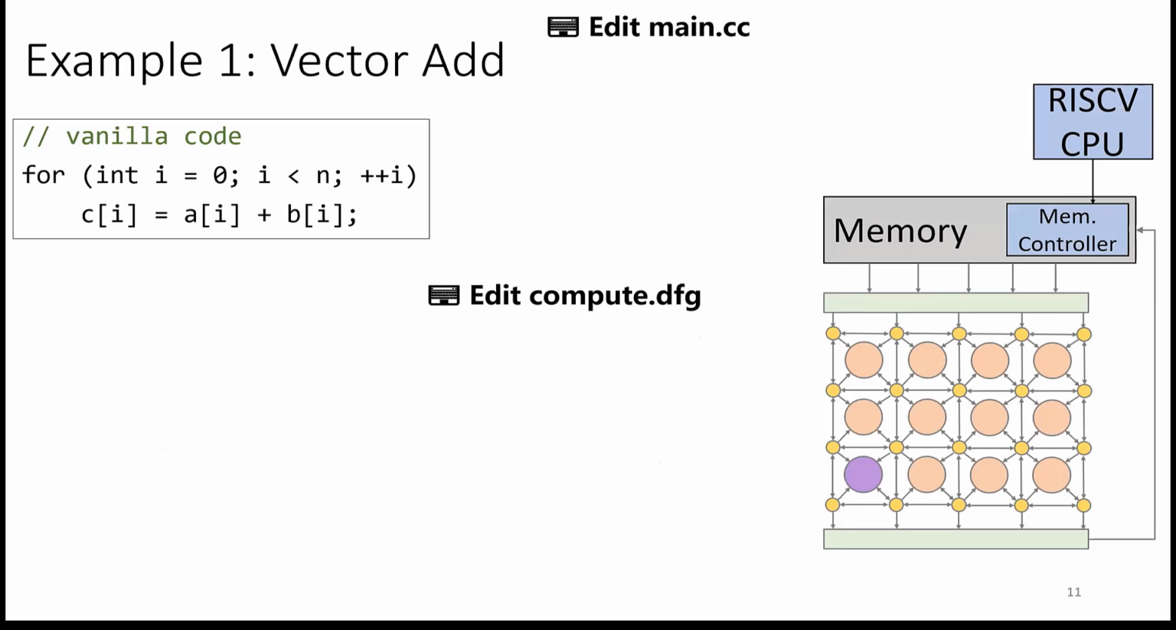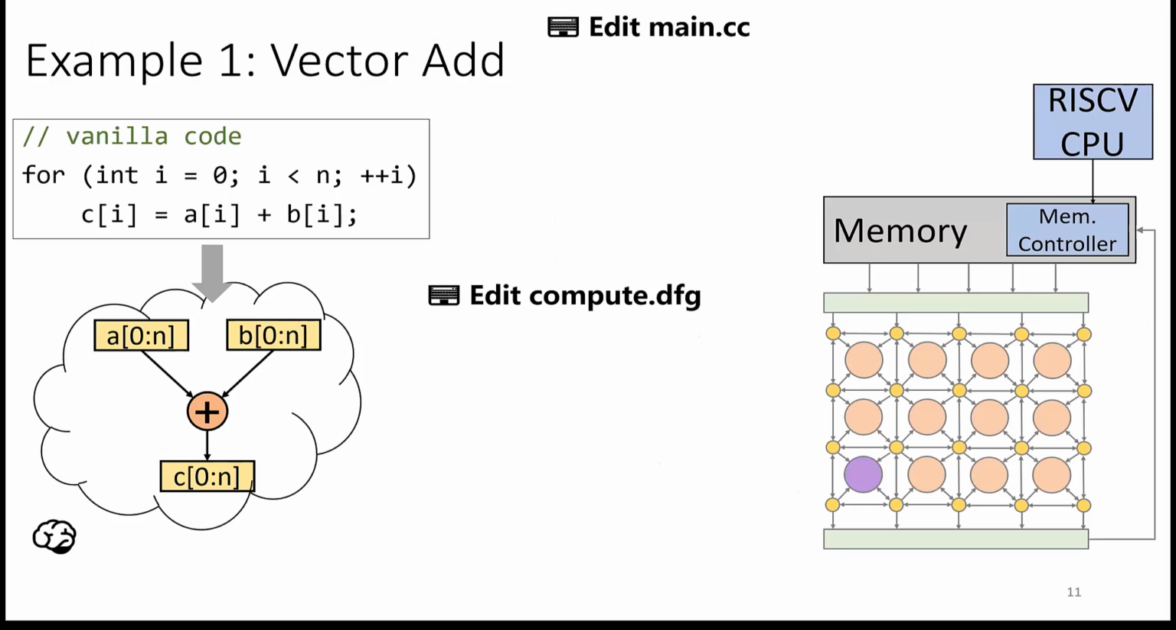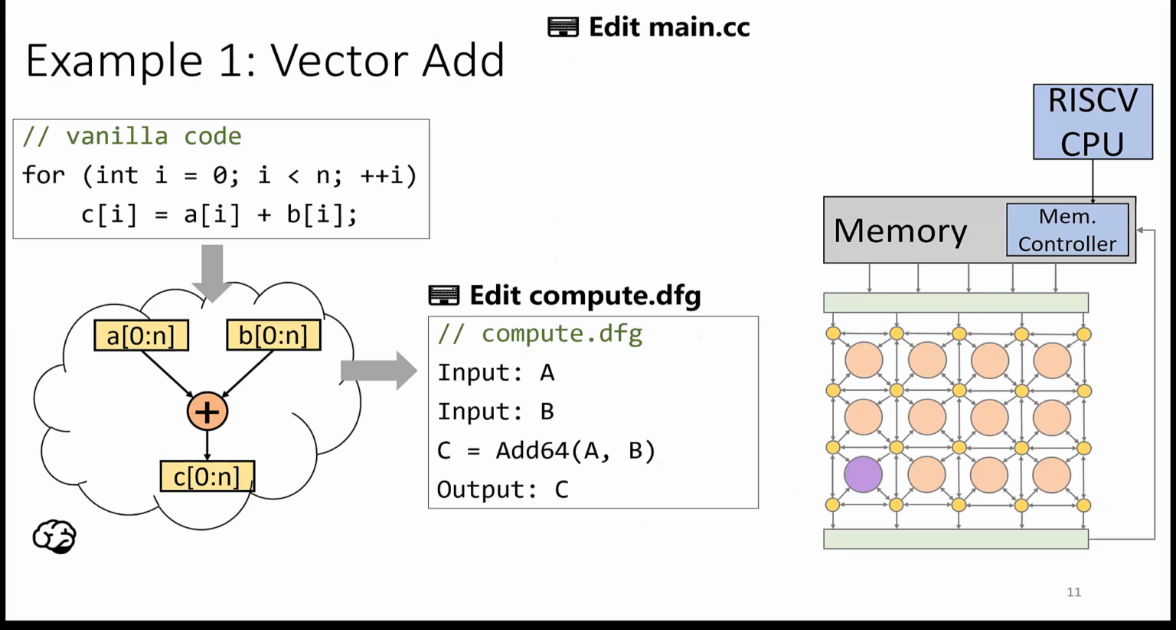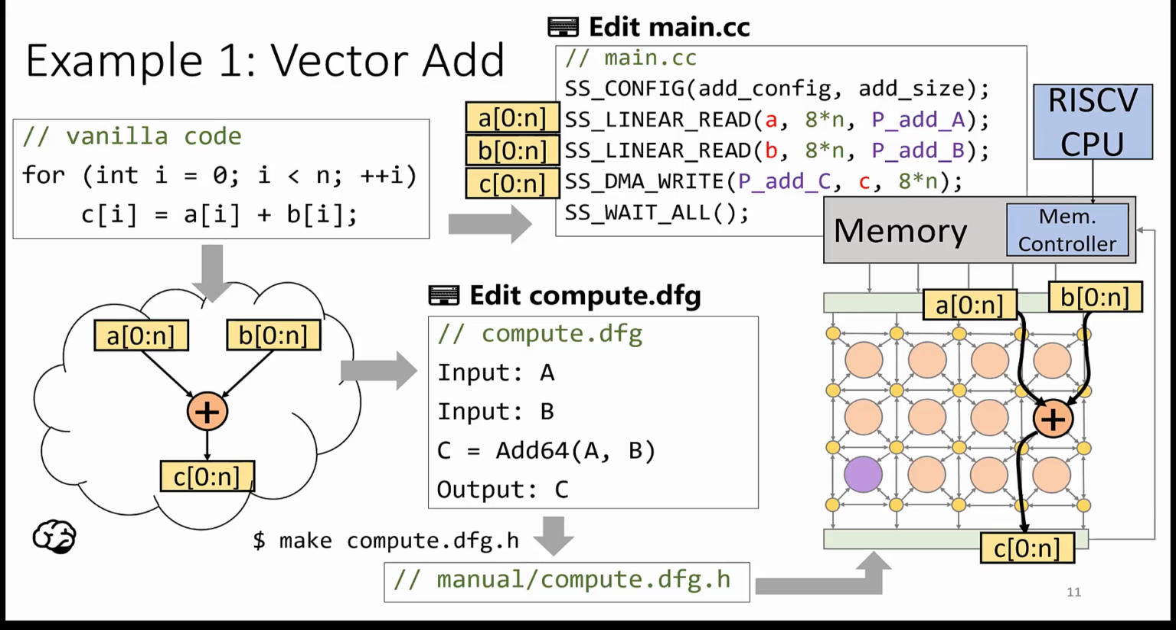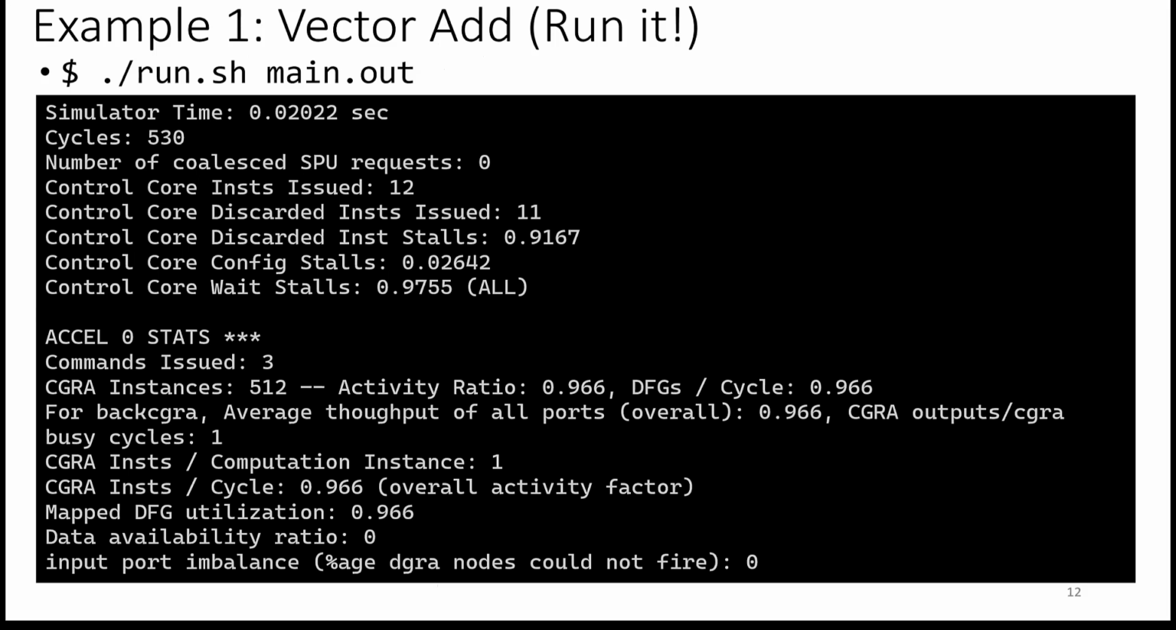So for now, we are done with programming the vector addition. We put everything together. You have a data dependence graph like this in your mind, and you write it in the text format and invoke the spatial scheduler to map it onto the spatial architecture. The memory accesses are encoded in the host control intrinsics. Then you simply type ./run.sh main.out to invoke our simulator. It may take about a minute to run.